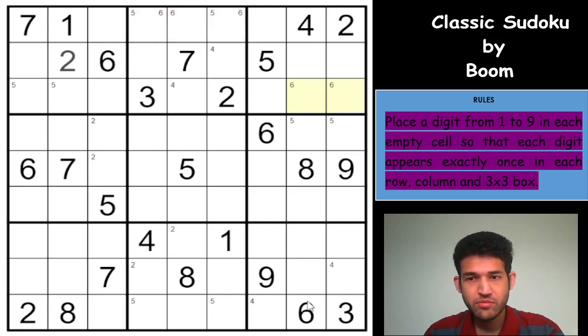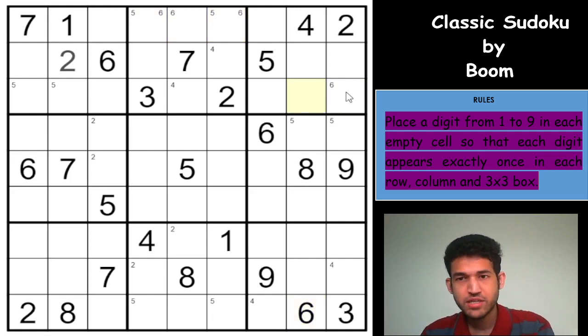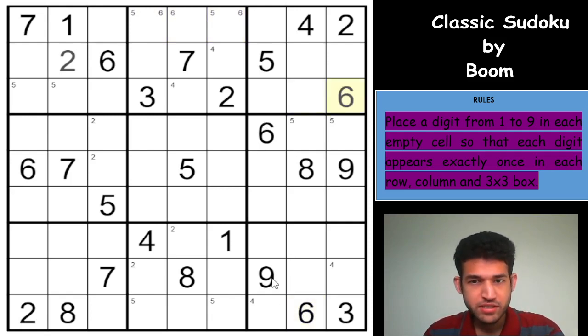Oh, this can be resolved because I'm seeing a 6 here. This can't be a 6, so that gives a 6 here. And 6 in column 2 must go here. 6 in box 8 has 3 options. Box 5 has 3 options. Okay, let's look for a different digit.